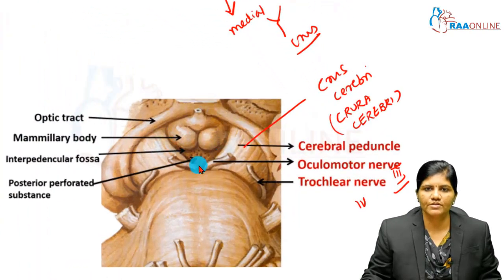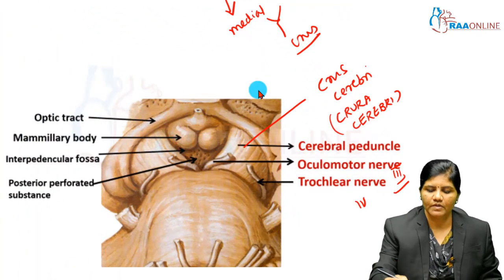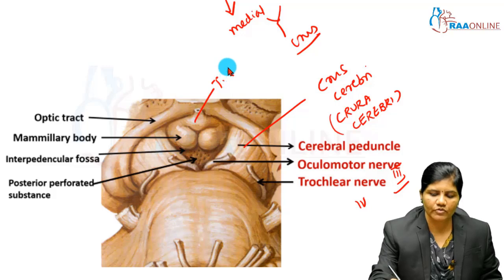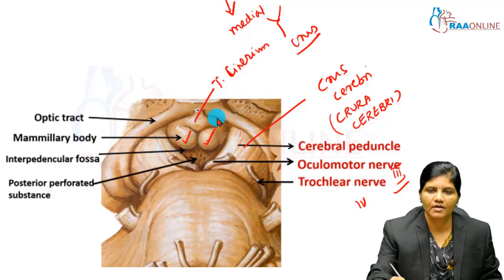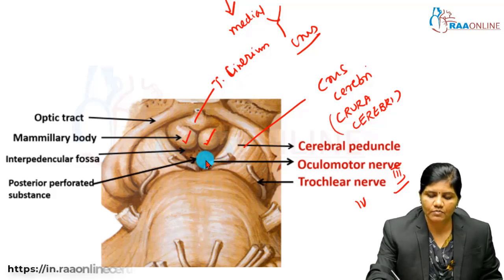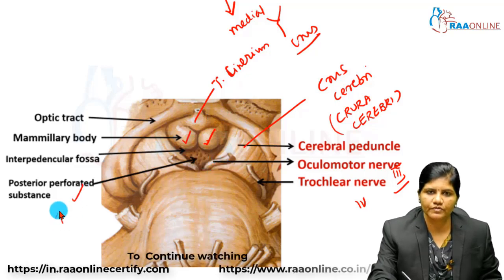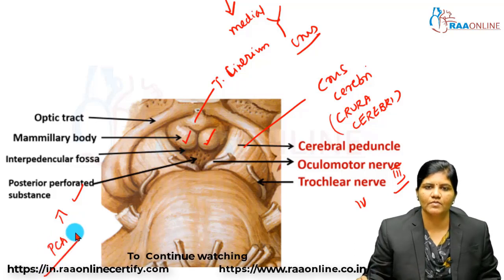The floor structures are, this is the tuber cinereum. Then two mammillary bodies, the right and left mammillary bodies, and deep to that we can appreciate the posterior perforating substance which is pierced by the branches of posterior cerebral arteries.